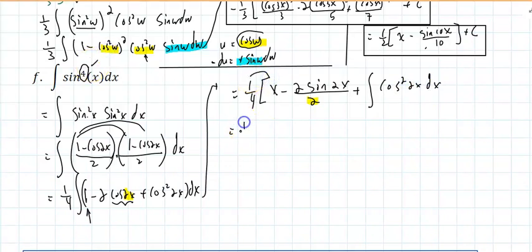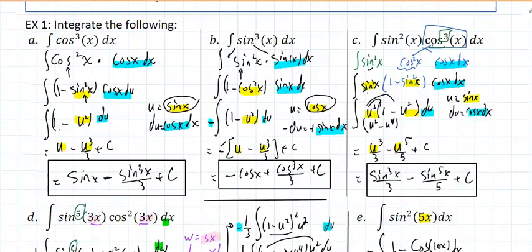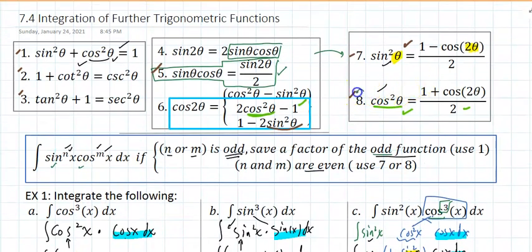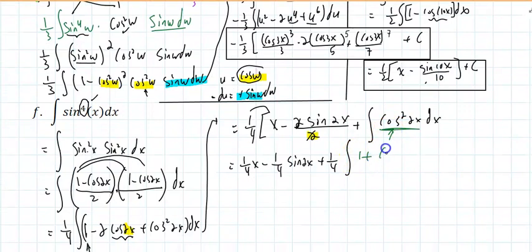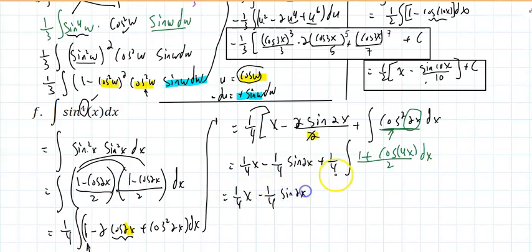That is 1/4 x minus 1/4 the sine of 2x plus 1/4. And how does that work? There's only one way I could work an even power. Use 7 or 8. Since it's a cosine, I'm going to use 8, which says it's 1 plus the cosine of twice the angle divided by 2. This is 1 plus the cosine of twice that angle. What's 2 times 2x? 4x divided by 2. There is no other way of doing this problem. So few problems, you will have few options. This is not one of them.